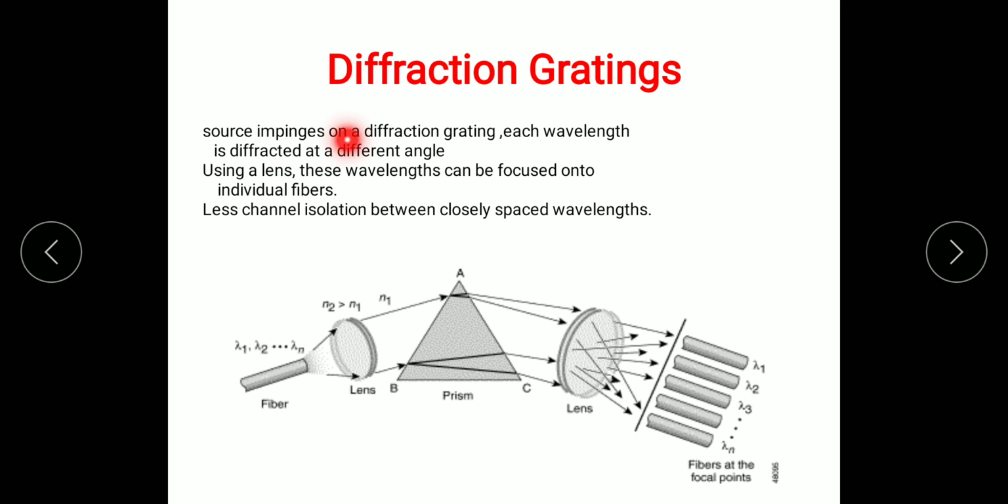Source impinges on a diffraction grating. Each wavelength is diffracted at a different angle. Using a lens, these wavelengths can be focused onto individual fibers, though there is less channel isolation between closely spaced wavelengths. So using diffraction, all the wavelengths are separated out and given to respective detectors and fibers.